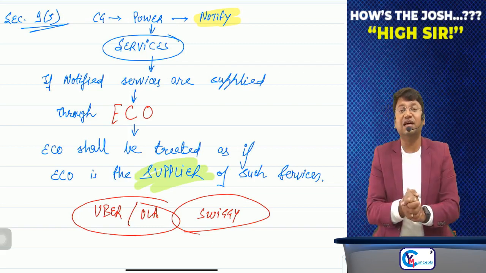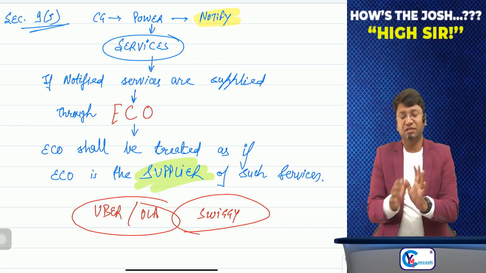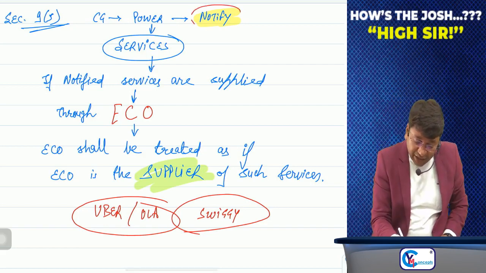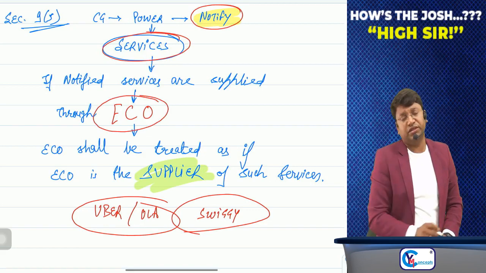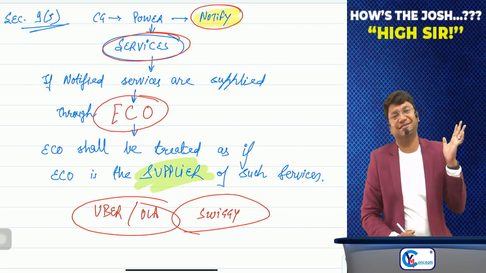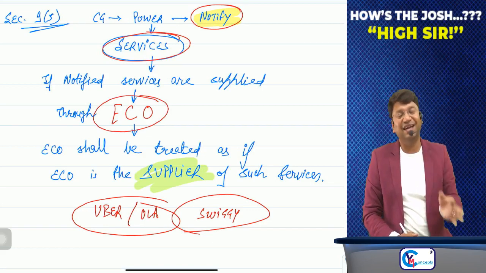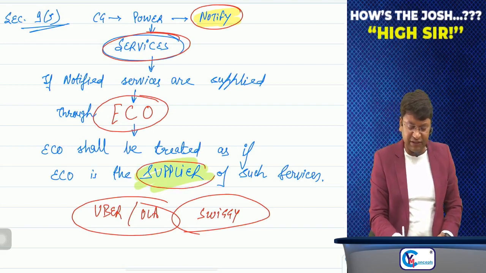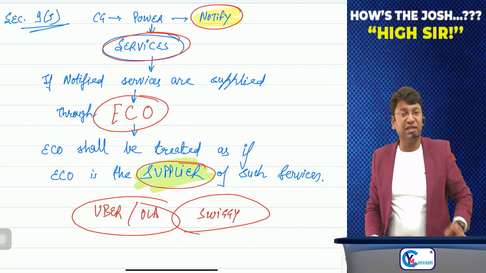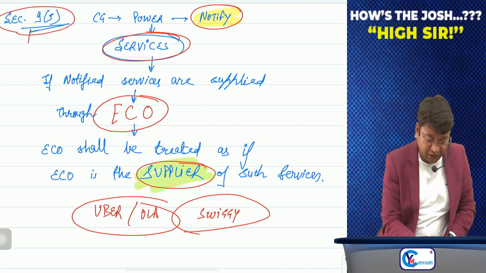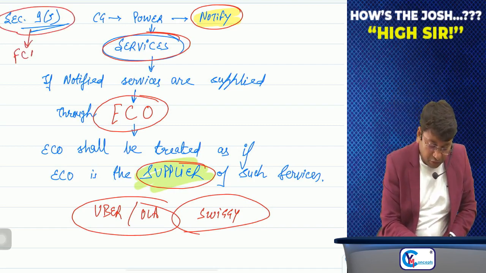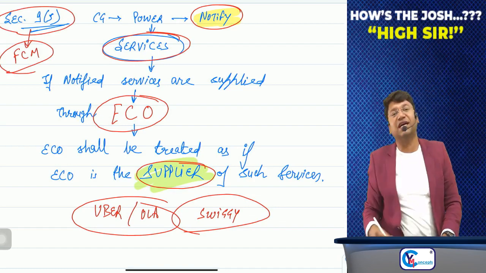Clear? Done. Sir, it means in case of these notified services, there is no choice. The ECO will have to pay the tax. Clear? And the ECO will be treated as if he is the supplier of such services. And listen to me again. This section 9 subsection 5 is a forward charge mechanism. This is not a reverse charge mechanism.